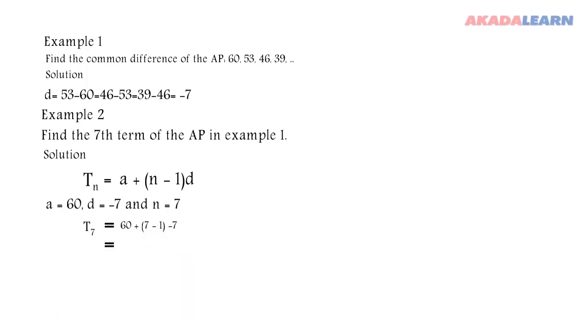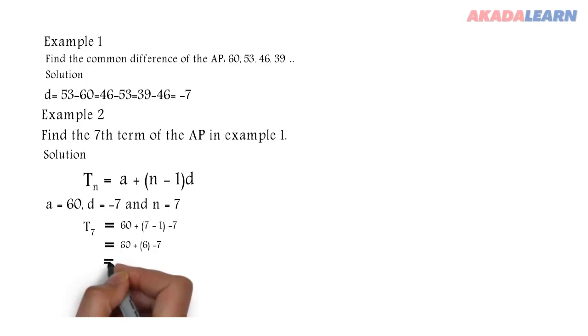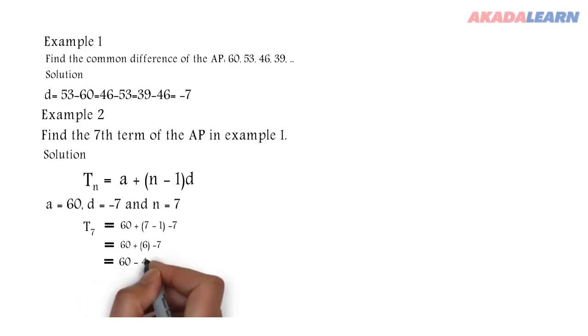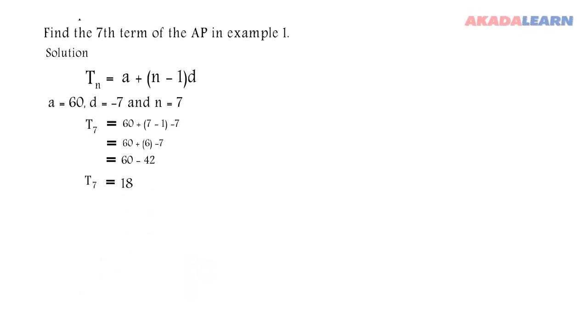So we have 60 plus 7 minus 1 is 6. Then we'll multiply by minus 7. So 6 times minus 7 is minus 42. And when we subtract 42 from 60, we discover that our T7 is 18. So the seventh term of that sequence is 18.